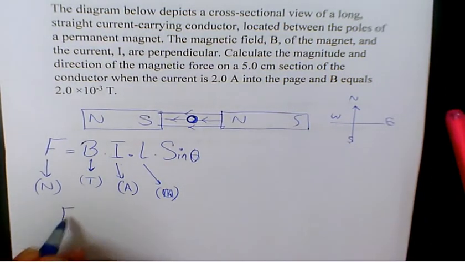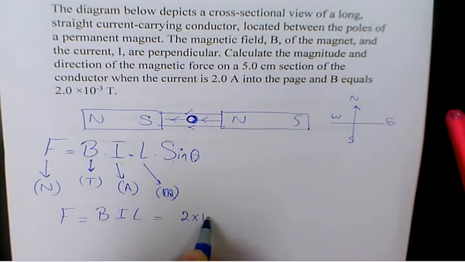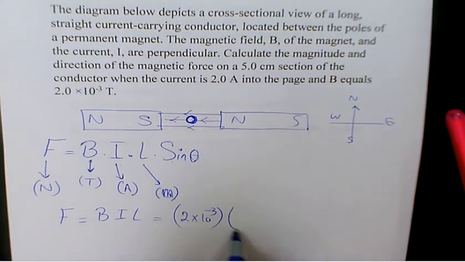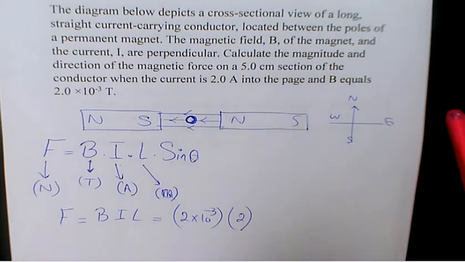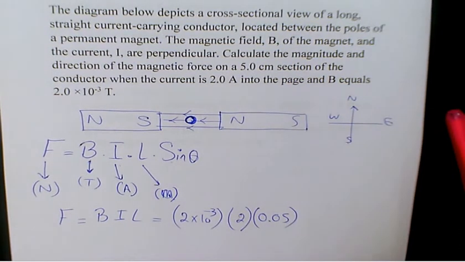So sine 90 is going to be 1, so we have just BIL. B is 2 times 10 to the power of negative 3. I is 2. And L is, it says 5 centimeter section. It is 5, you need to convert it to meters. 5 centimeters divided by 100 is going to be 0.05 meters.